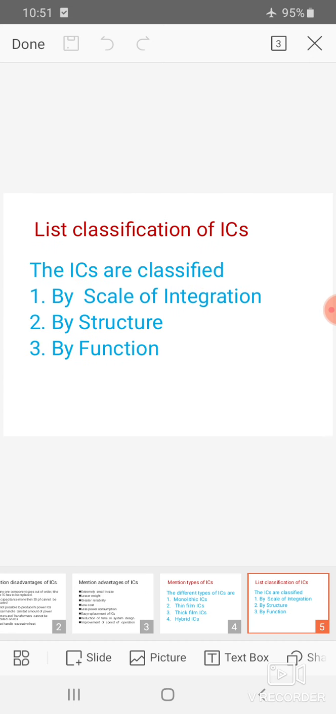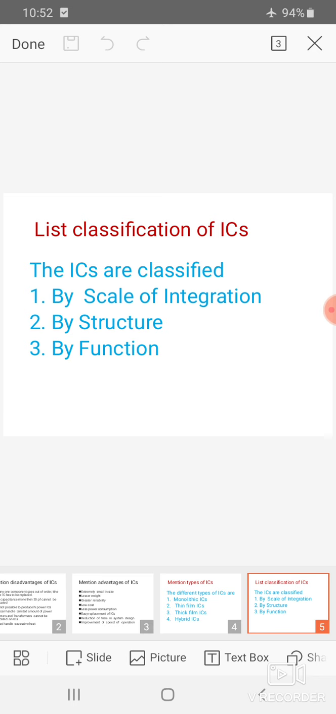Then coming to the classification of ICs, how the ICs are classified. The ICs are classified in 3 ways. One is by scale of integration. This scale of integration is nothing but how many components are etched onto a single chip. Then ICs are classified by structure, and ICs are classified by function.